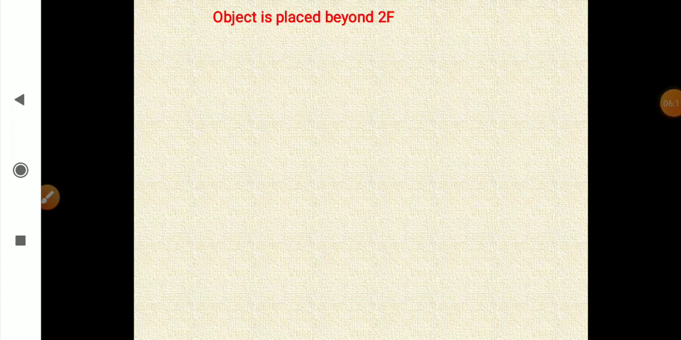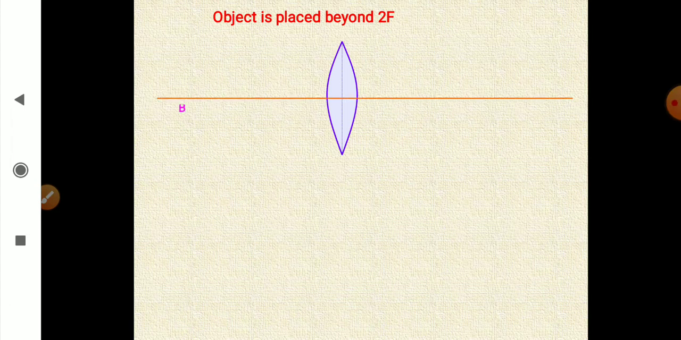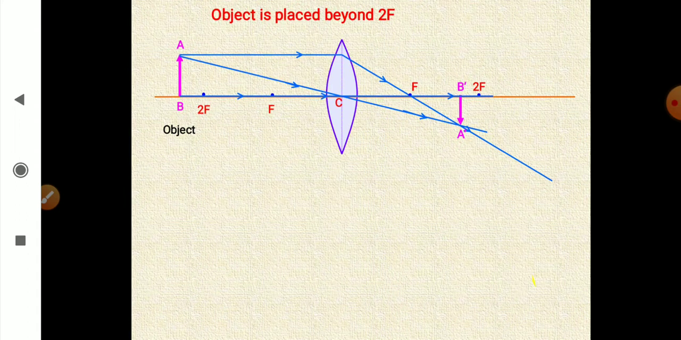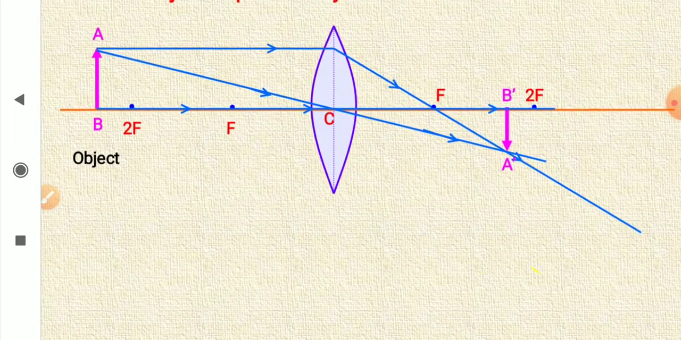Object is placed nearer to the lens but beyond 2f. So here this object AB is placed beyond 2f. You can see here. Just try to understand this formation first.